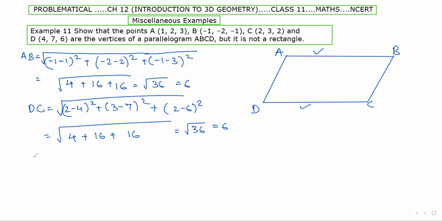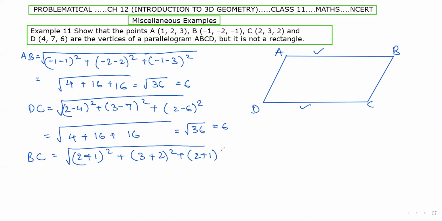Next, BC. Let's calculate BC again with the same formula: root of x2 minus x1 whole square plus y2 minus y1 whole square plus z2 minus z1 whole square. BC would be C minus B, which is 2 minus of minus 1, 2 plus 1 whole square, plus 3 minus of minus 2, 3 plus 2 whole square, plus 2 minus of minus 1, 2 plus 1 whole square. This is equal to root of 3 square 9 plus 5 square 25 plus 3 square 9.